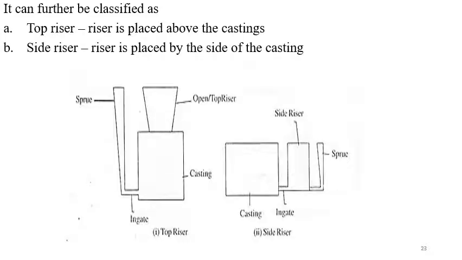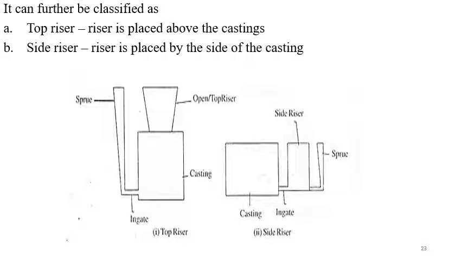So this is a top riser. The sprue is there. You pour the metal here, it comes down the sprue and runner and enters the cavity, and on top of the cavity the riser is provided. This is an open riser, or top riser. Second one, the side riser is provided here. This is a side riser.